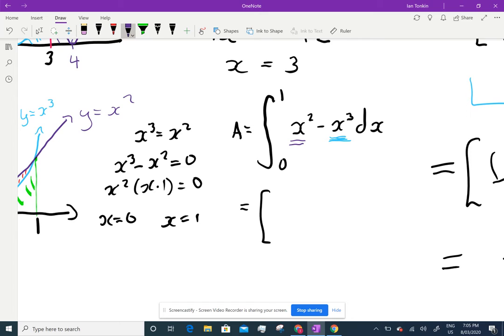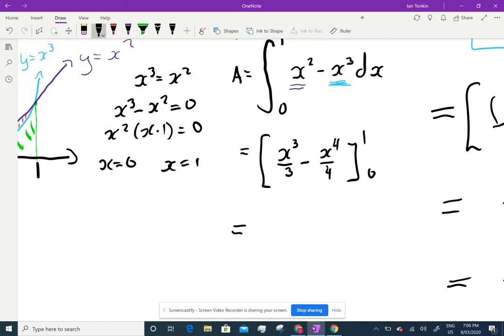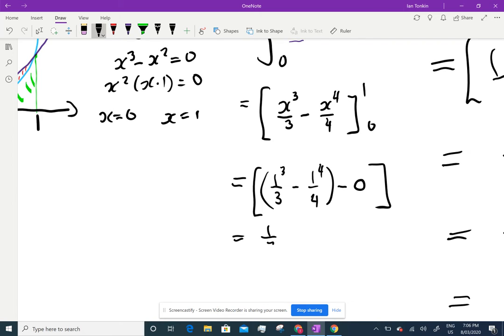It's on top. All right, so I get x cubed on 3 minus x to the 4 on 4 between 1 and 0. So this is going to pump out nice and easily. So I get 1 cubed on 3 minus 1 to the 4 on 4 minus, and I'm not going to go through with that, it's just 0 minus 0, so it's just 0, which gives me 1/3 minus 1/4. You whack that into your calculator, it's going to be 4/12 minus 3/12, which gives us 1/12 of a unit squared.